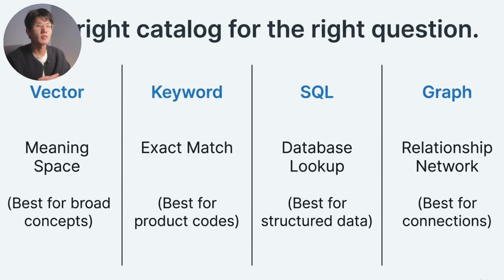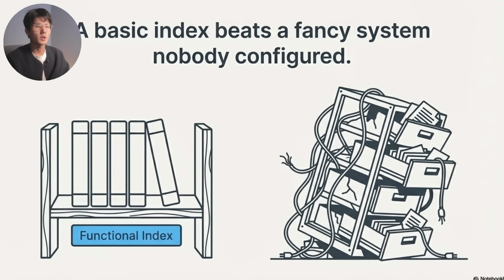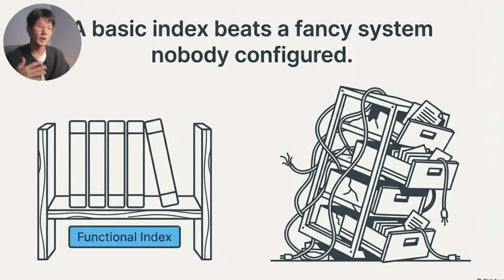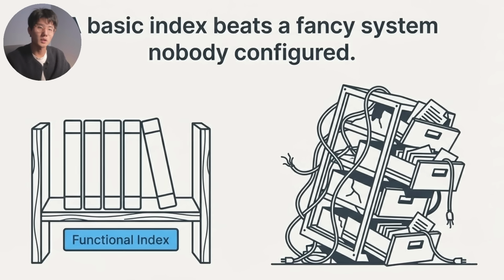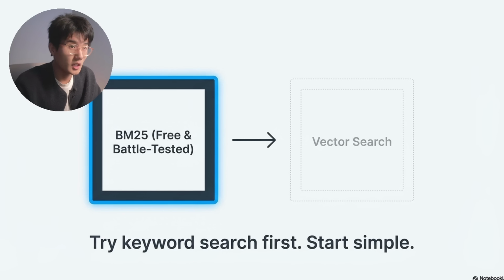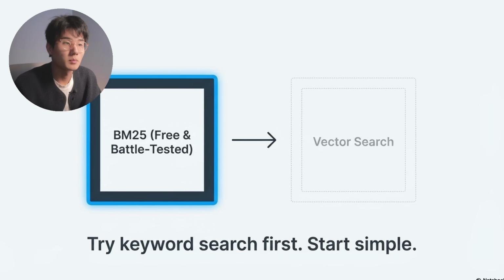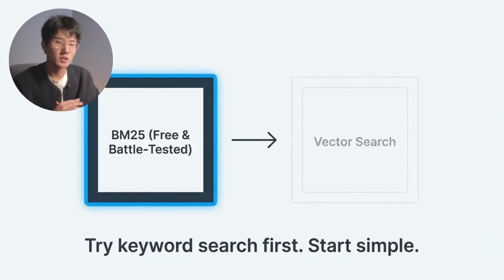The point here is the card catalog can be simple or very complex. What matters is that it finds the right books. A well-organized set of labeled shelves with a basic index beats a fancy system that nobody configured properly. If you take one thing from this section, it's do not let somebody sell you a vector database before you have tried keyword search first. BM25 is free. It's battle tested, and for a lot of company data, especially anything with product codes, names, or specific terms, it just outperforms vector search. So start simple, and add complexity only when simple fails.